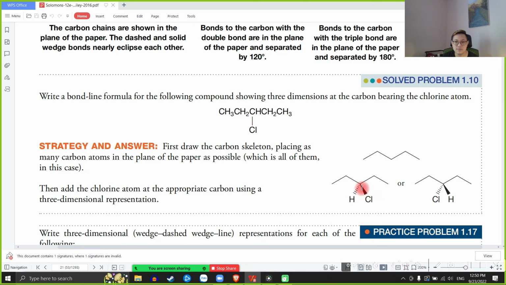Here. Because the backbone of the carbon is a normal line already, they recommend writing chlorine and hydrogen as a solid wedge or dash wedge, or flip it like this.